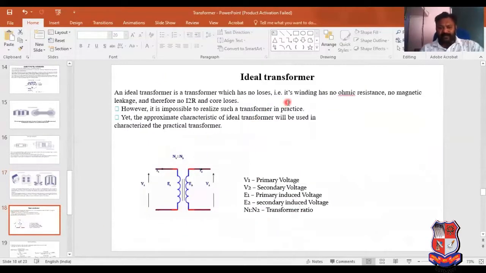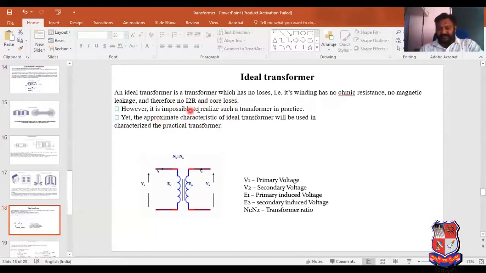Now the ideal transformer comes from the theory point of view. Ideal transformer is a transformer which has no losses. Basically, ideal means what? No losses, 100% efficiency, which is not practically available, but during study we have to take it into consideration. Its winding has no ohmic resistance, no magnetic leakage, and therefore no I square R losses and core losses.